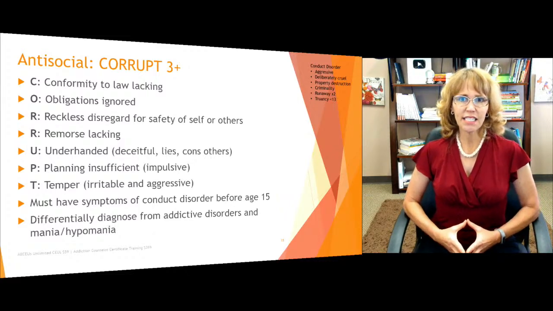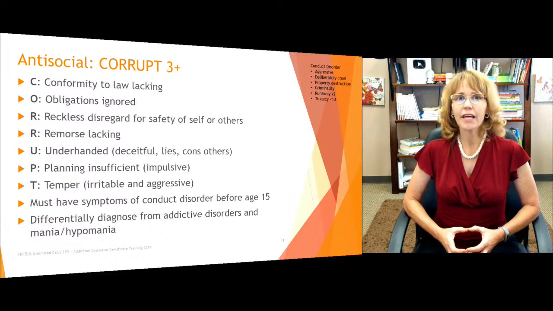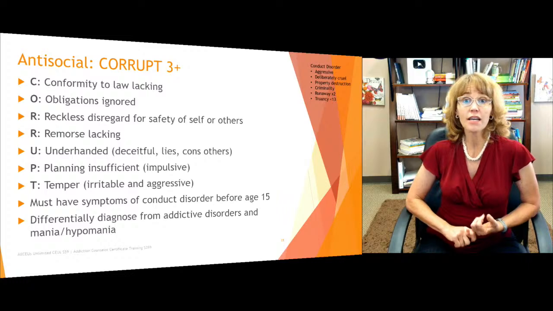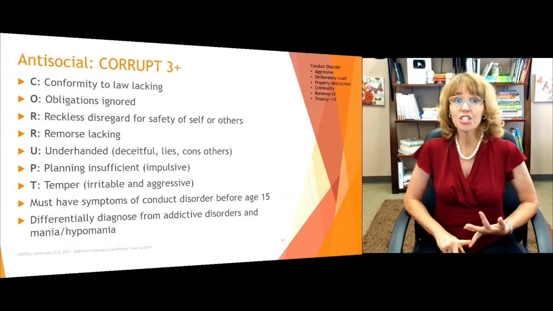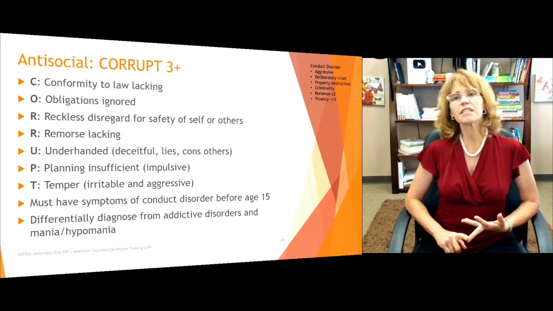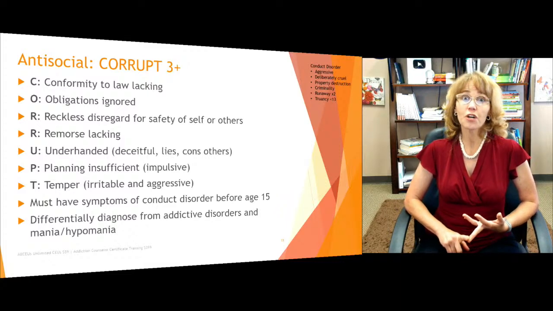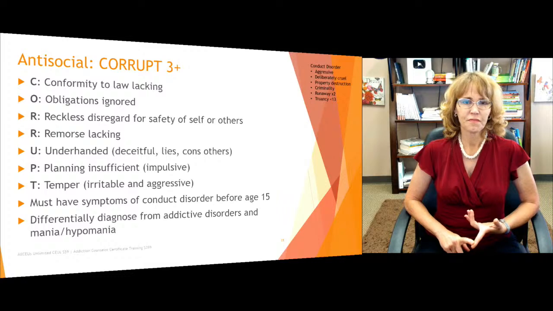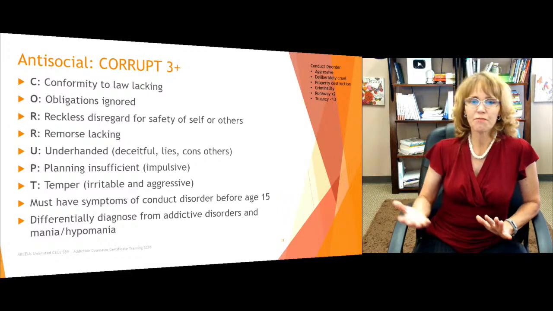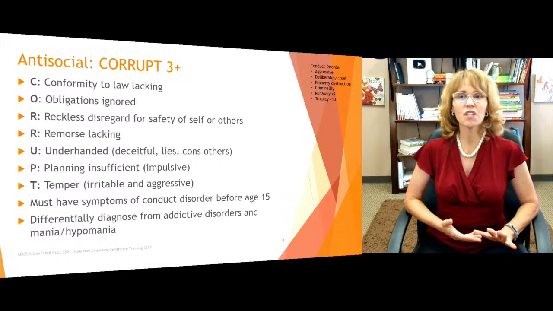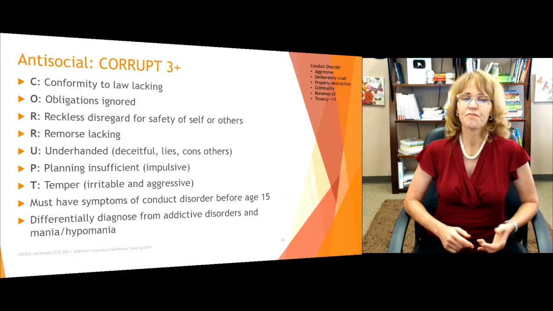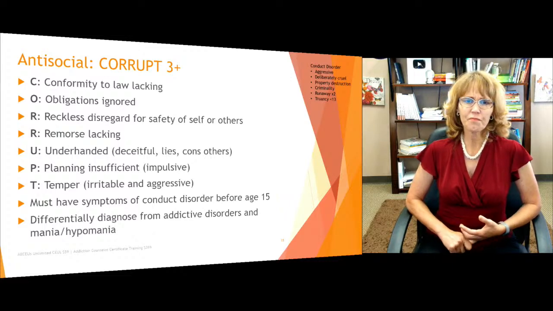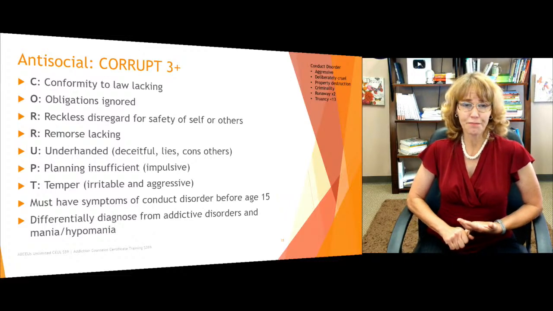Antisocial personality disorder is characterized by corrupt. Conformity to the law is lacking. Obligations are ignored. Reckless disregard for the safety of self or others. Remorse is lacking. They're underhanded. They may be deceitful, lying, conniving. Planning is insufficient. They tend to be impulsive. And they tend to have a temper.